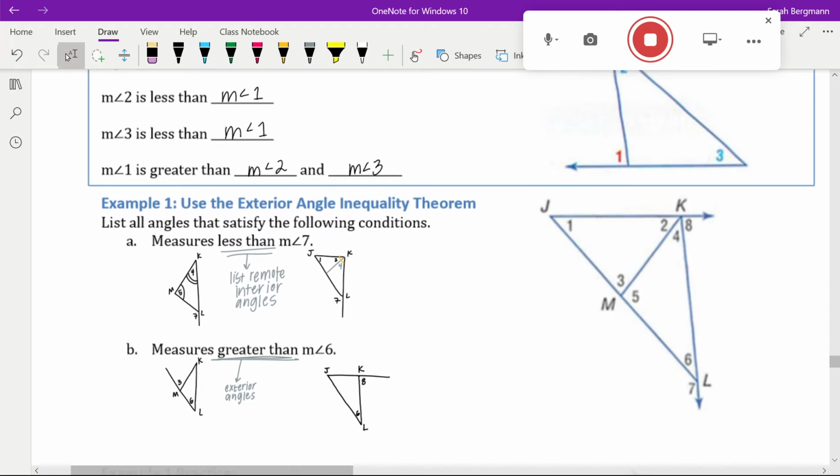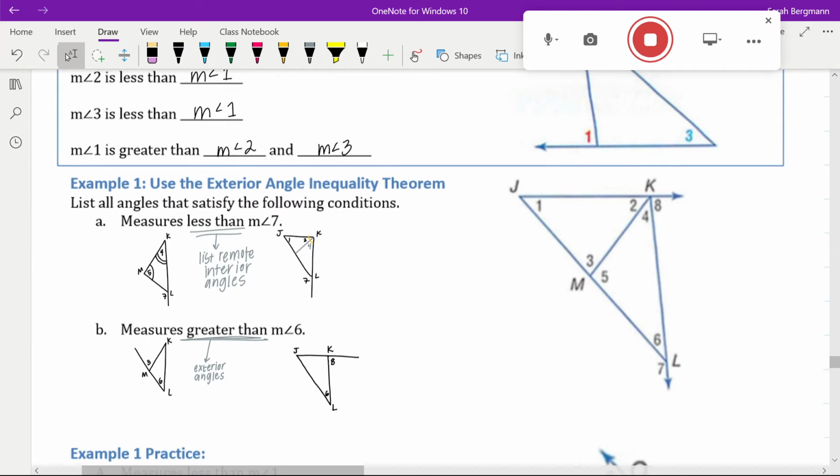Let's do a practice problem here. It says list all angle measures that satisfy the following conditions. We're looking for measures that are less than the measure of angle 7. So when I'm looking for angles that have measures less than another angle, I'm looking for remote interior angles that have angle 7 as an exterior angle.